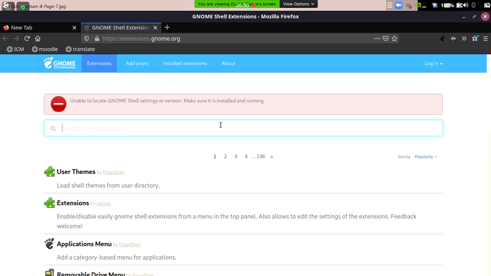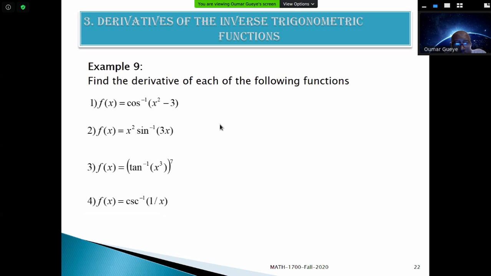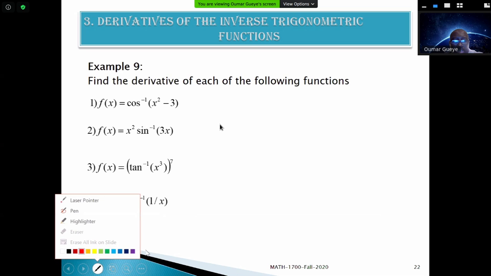All right, so let's see the next example, maybe our last example. So now we have f of x equal to cosecant inverse of 1 over x. We know the derivative of cosecant inverse. I'm going to write it down here. Again, you can see it.